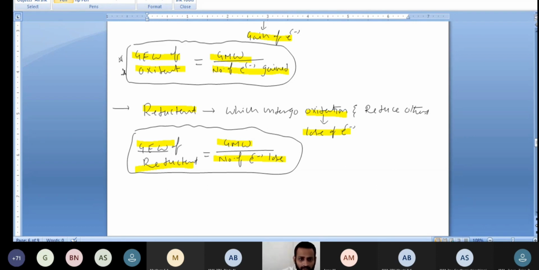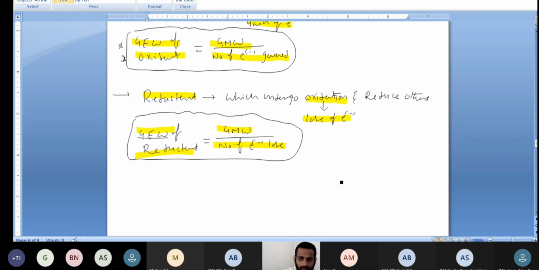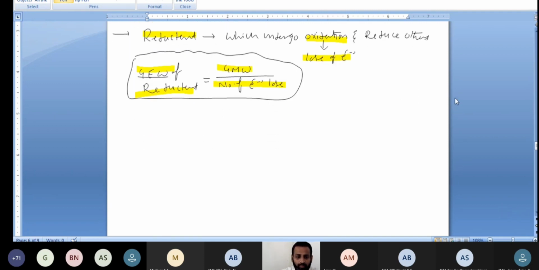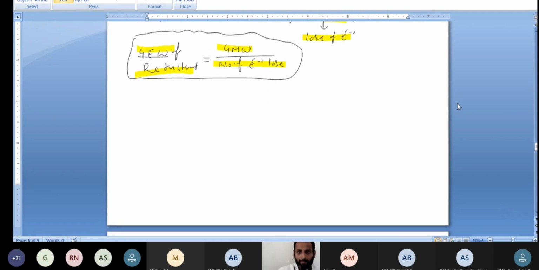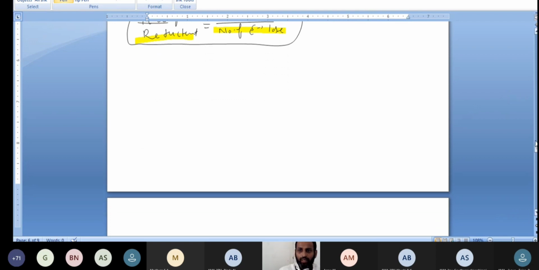Got it? Next, I'll give examples. Half of our headache is over now. These two formulas are very important: the gram equivalent weight of the oxidant and the gram equivalent weight of the reductant. Okay, I'll write some examples now. The most important example I'll write first.